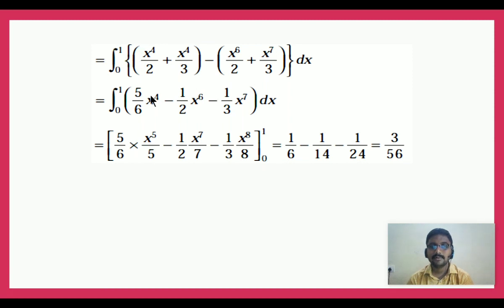So x power 4 integration is x power 5 by 5, x power 6 integration is x power 7 by 7, x power 7 integration is x power 8 by 8, and the constants are taken out as common. Constants can be taken outside of the integrand. On simplifying, substituting the upper limit as 1 and the lower limit as 0, 1 power 5, 1 power 7, 1 power 8 is 1. Taking the LCM of the 3 terms, we get the constant 3 by 56 as the result.